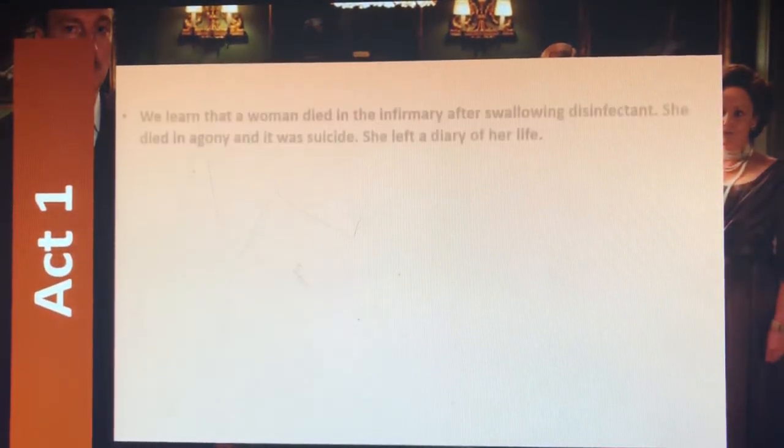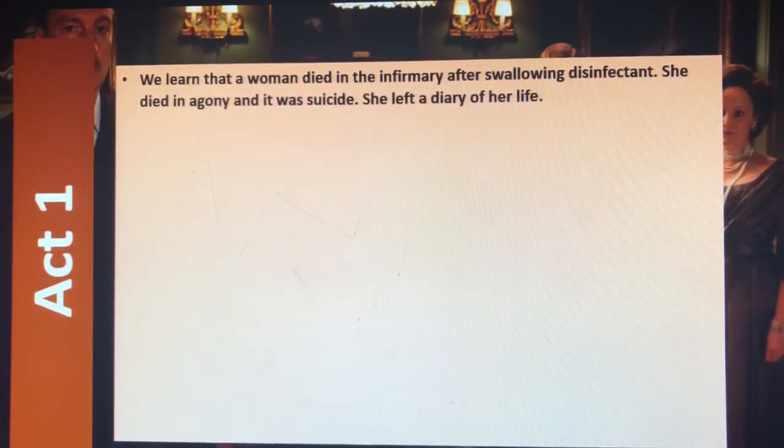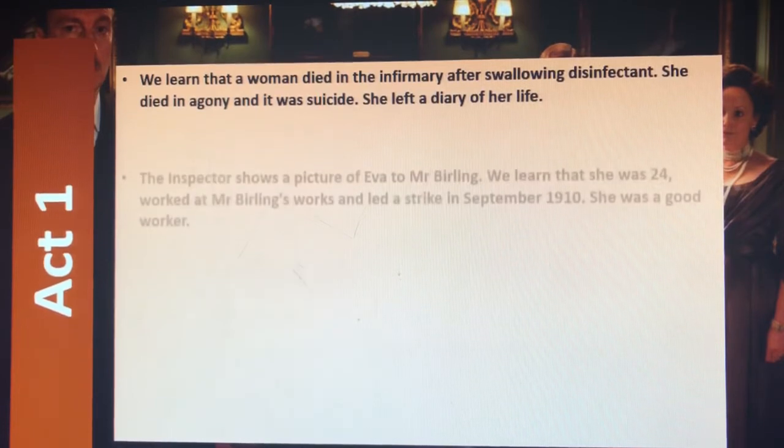Let's have a look then at the key moments in Act 1. We learn that a woman died in the infirmary after swallowing disinfectant. She died in agony, and it was suicide. She left a diary of her life.